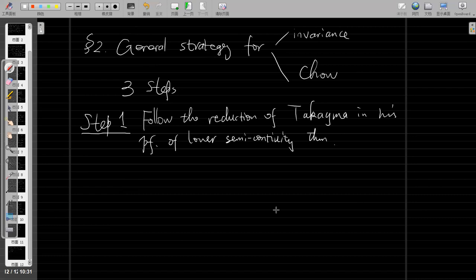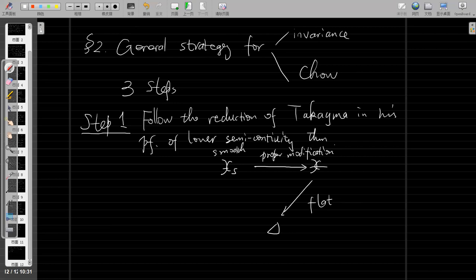Okay. In both settings, we're given a family, X to delta. This is usually a flat family. We can give a proper modification to obtain X_S such that X_S is smooth, to get a new family. Actually, the total space is smooth, so by the so-called generic smoothness, the singular locus is just an analytic subset of delta.